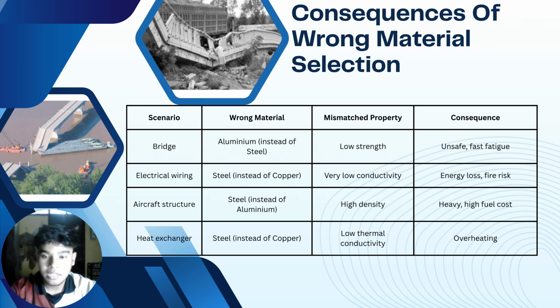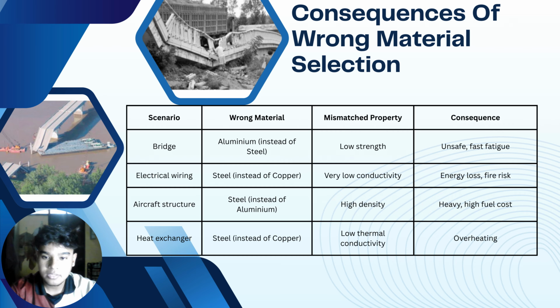The second scenario is electrical wiring. People use steel instead of copper, and the mismatched property is very low conductivity, and the consequence is energy loss and fire risk. The third scenario is aircraft structure. People use steel instead of aluminium. The mismatched property is high density, and the consequence is heavy weight and high fuel cost.